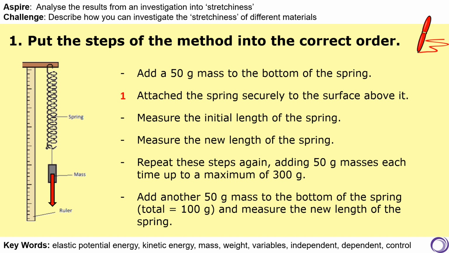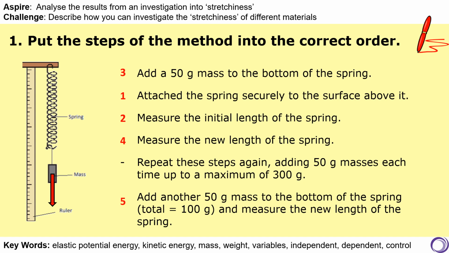The second thing that you would do then is you would measure the initial length of the spring. Okay, so that is the starting length of the spring before we have even added any masses to it. Step 3 then is to add a 50-gram mass to the bottom of the spring. Now when you have done that, the next step, step 4, is to measure the new length of the spring. So you've added the mass, presumably the spring has stretched a little bit, so we're going to measure the new length of that spring.